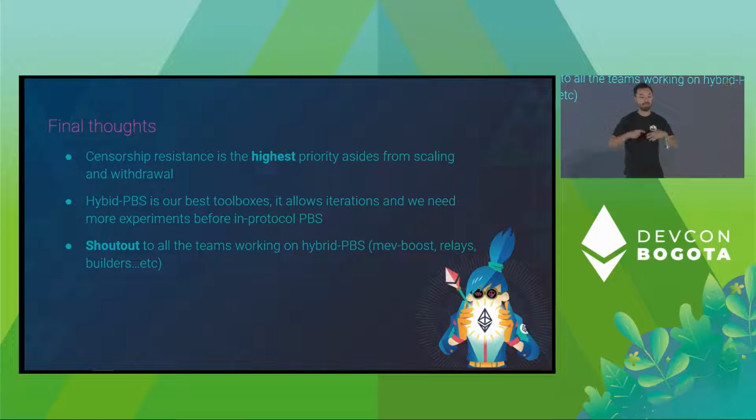And I do think hybrid PBS is basically our best toolbox to defend against that, because it allows fast iterations. Before we enshrine into full protocol PBS, we lose this step, because everything will be hard-fork based, right? For hybrid PBS, you have the Builder API, then you can play around with that, and then we can figure out what works best and what doesn't.